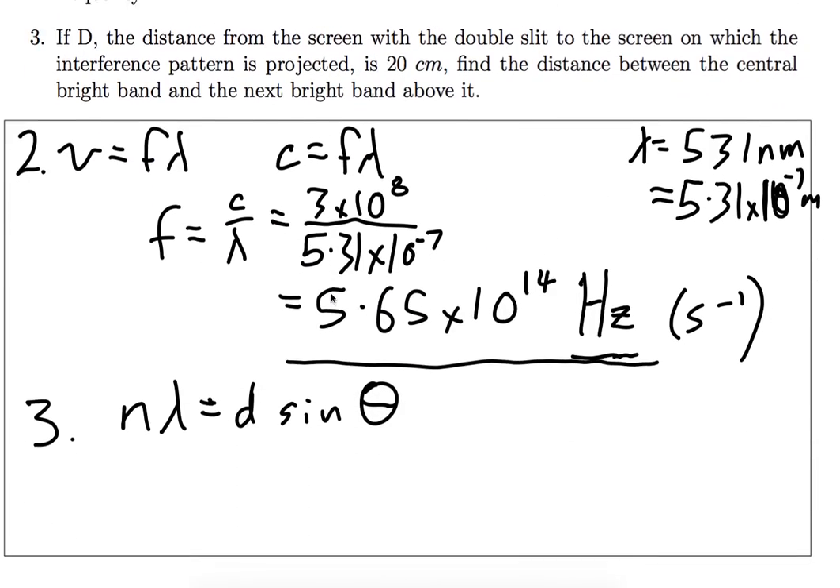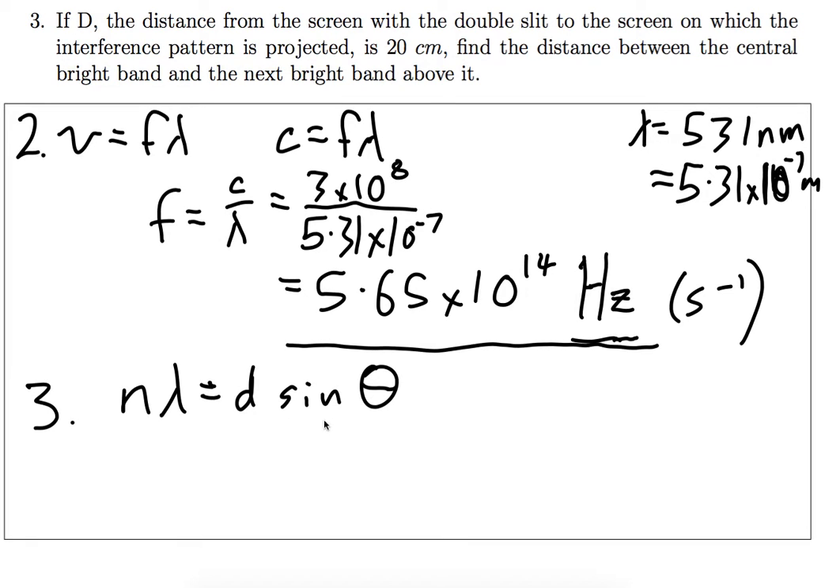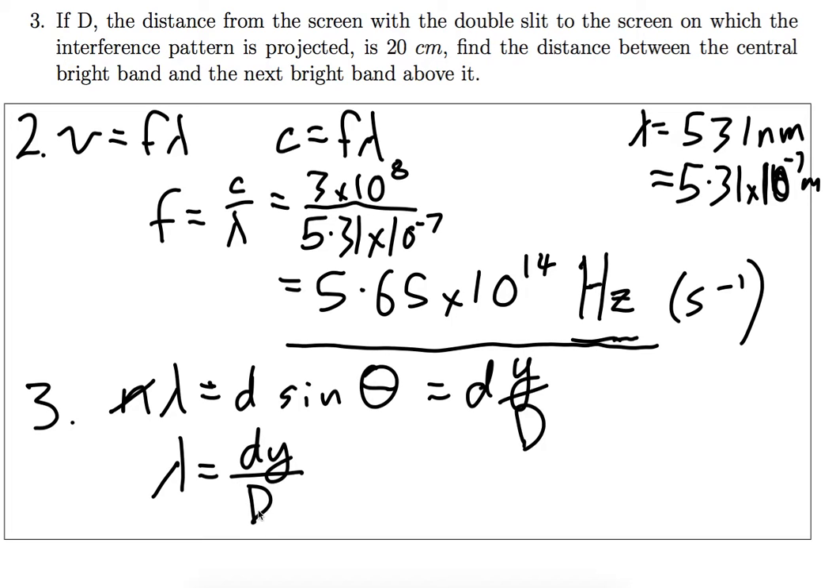So if we actually substitute that into this equation for sine theta, we end up with little d times y over big D. So n lambda equals that. Now we're just going to use n equals 1 because that's for the first bright band. If we wanted the second bright band, we would use n equals 2 and so on. So anything multiplied by 1 is just itself, so we actually don't have to worry about the n. So we end up with lambda equals d y over D. Now that's not a differential, that's just a little d times y over D. But we're interested in the distance y.